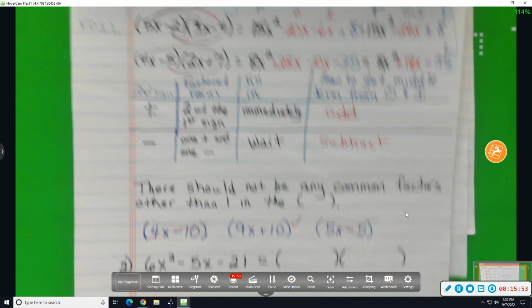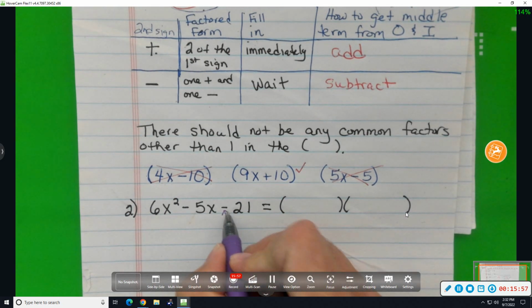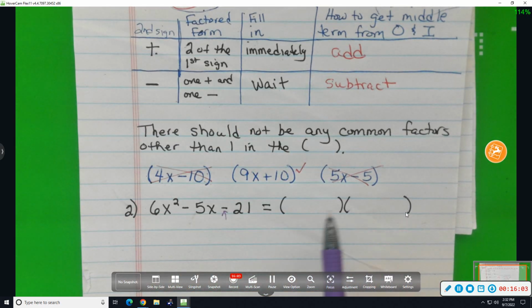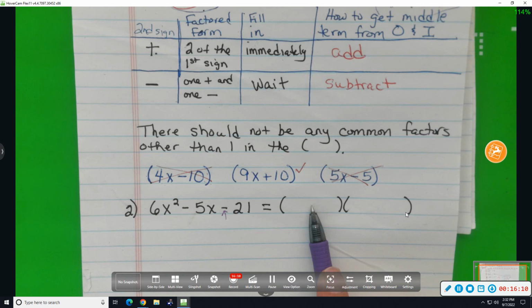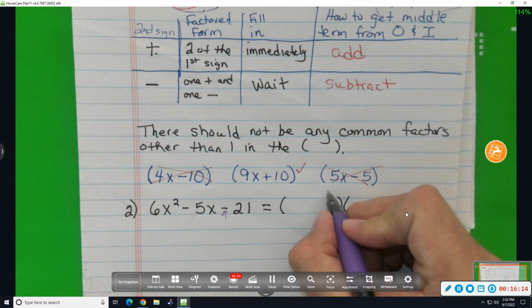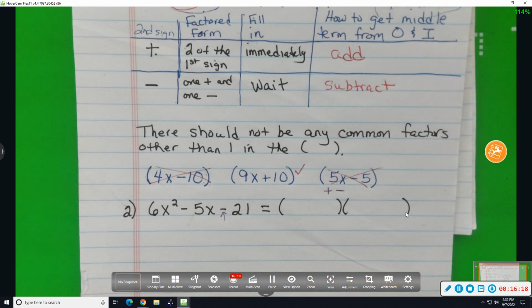Well, here, what's our second sign? Yes, this one right there. The second sign is a minus, so there's going to be one plus and one minus. But I don't know where that plus and minus go. Does the plus go in the first set of parentheses or the second? So I'm just going to make a note that there's a plus and a minus, and we'll fill that in a moment.